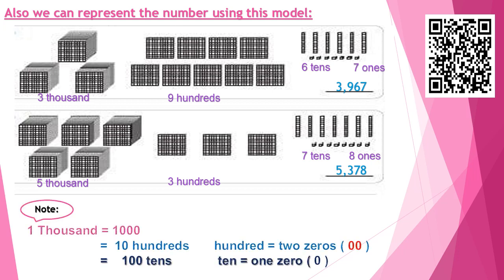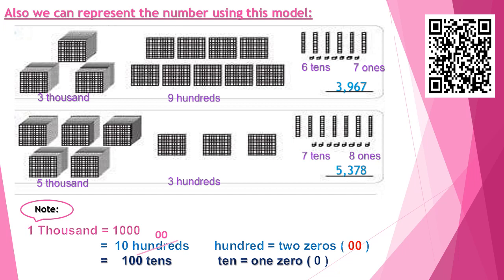Don't forget that 1,000, I can write as 1 and the word thousand, or 1 and 3 zeros. Okay, 1,000 means 10 hundreds. When I have 10 in hundreds, it means I completed 1,000, because 100 has 2 zeros. If I cross 100 and put 2 zeros, I will have 1,000, 1 and 3 zeros.